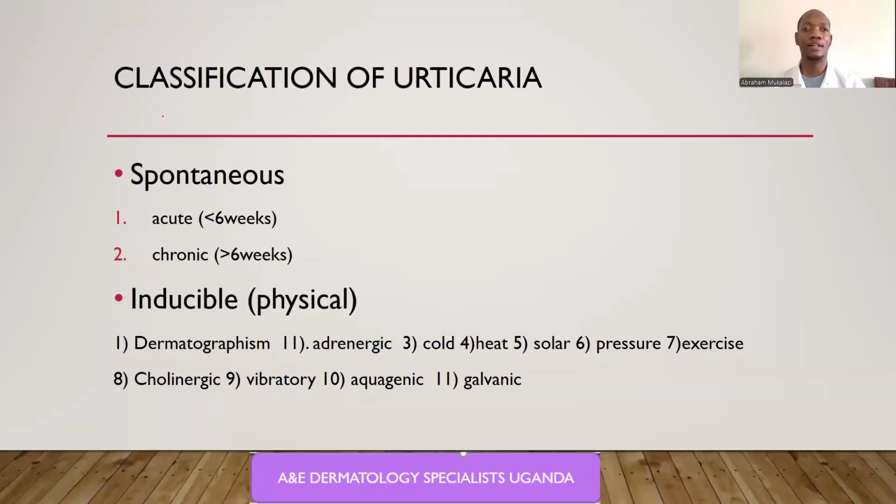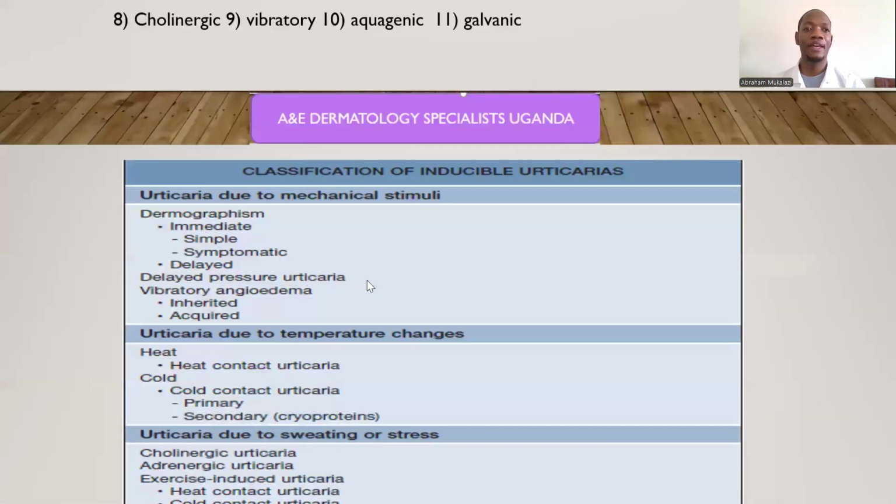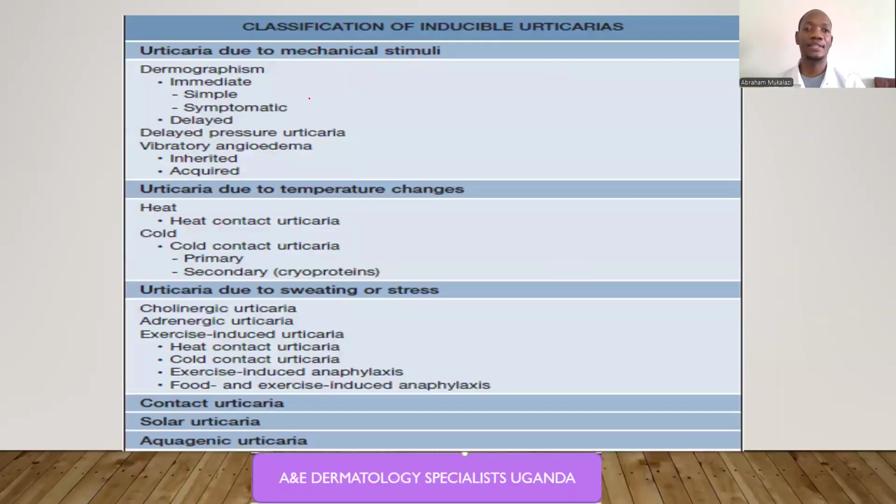So when you look at urticaria, if it is inducible, we've said that in this case, you'll have physical factors that are causing the wheals. So this can further be categorized into dermographism, angiogenic, cold, heat, solar, pressure, exercise-induced, cholinergic, vibratory, aquagenic, or even galvanic. So all these are just physical factors that induce urticaria. So if you are to classify it, still this is another table that I've put here to help us understand more.